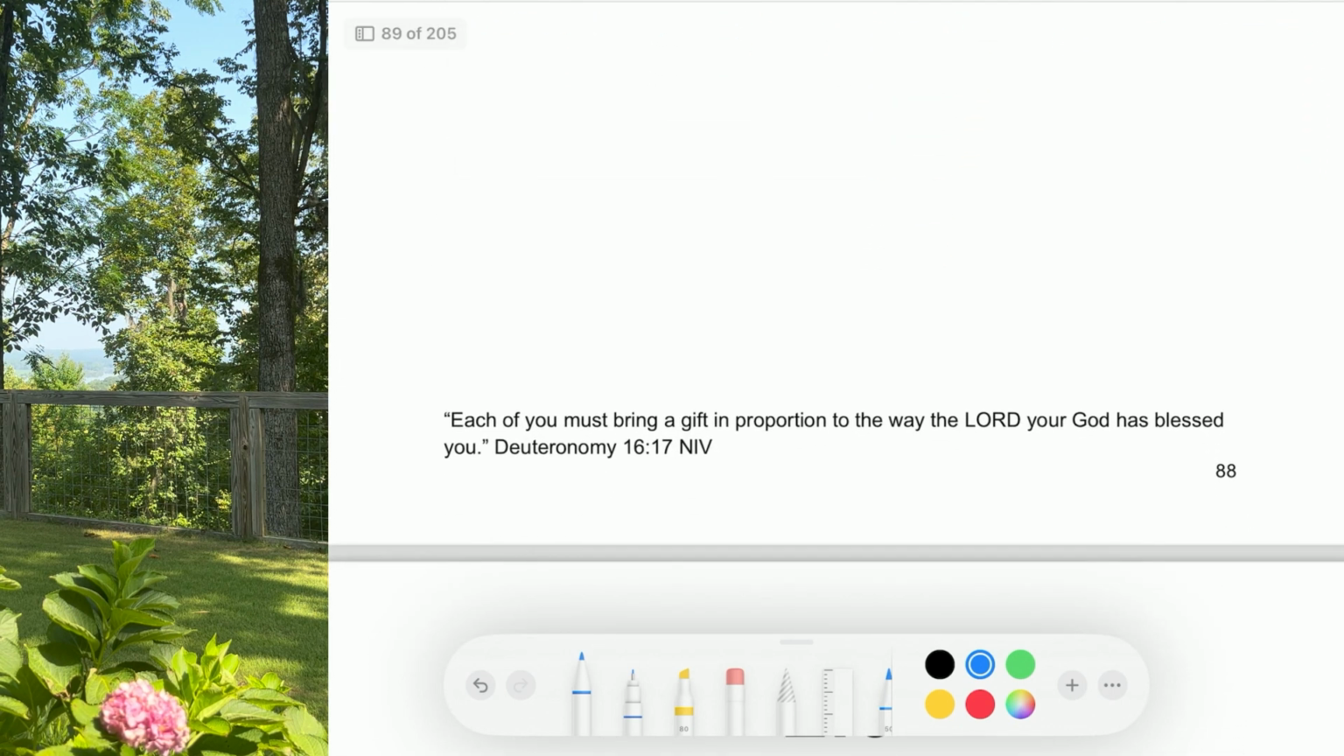All right, guys, that's the end of our terminology video. Let's look at our memory verse. Each of you must bring a gift in proportion to the way the Lord your God has blessed you. Deuteronomy 16:17. Look at that. We have the word proportion in the Bible.